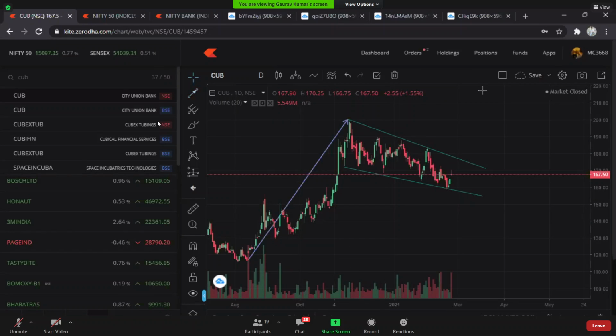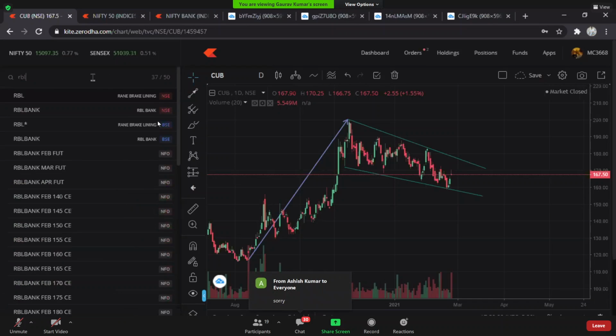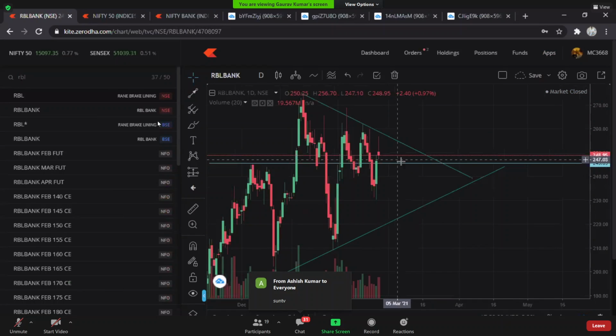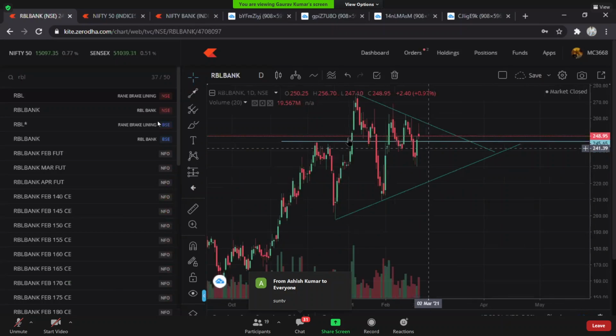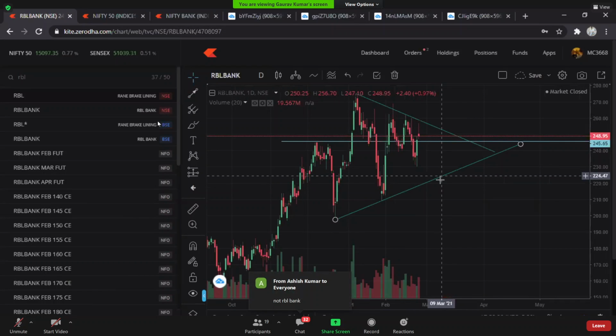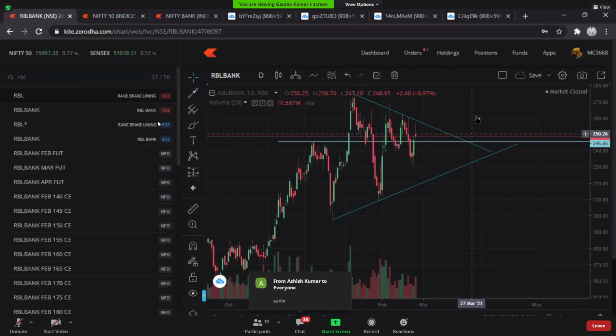I took position in RBL Bank today at support. Please just check at support. I'm not allowed to do it. Don't tell anyone that I am doing this. At support. So where is the support first? Here is the support. If you have taken a position here, just don't dump the stock until it breaks this zone, because this is a very strong zone for RBL Bank, and hopefully it gives an upside breakout.